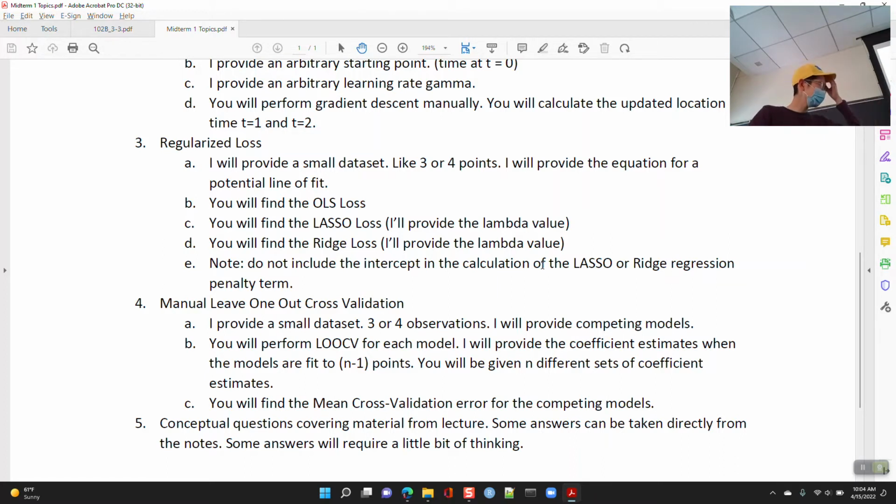Now, I think this question came up, and I don't remember what answer I gave in lecture. So when you calculate the lasso loss or the ridge loss, you don't include the intercept term. You just include the coefficients that get multiplied by x variables, or your predictor variables, whatever they are. But the intercept, which isn't multiplied by a variable, multiplied by 1, I guess, is not included in the calculation of the lasso or ridge regression penalty term. Okay, so I just want to clarify that.